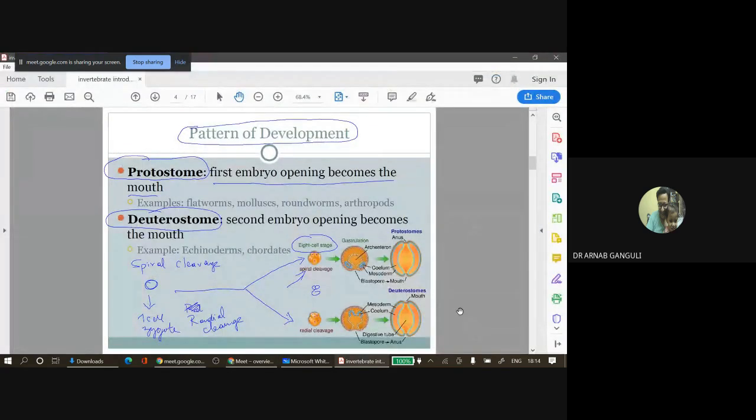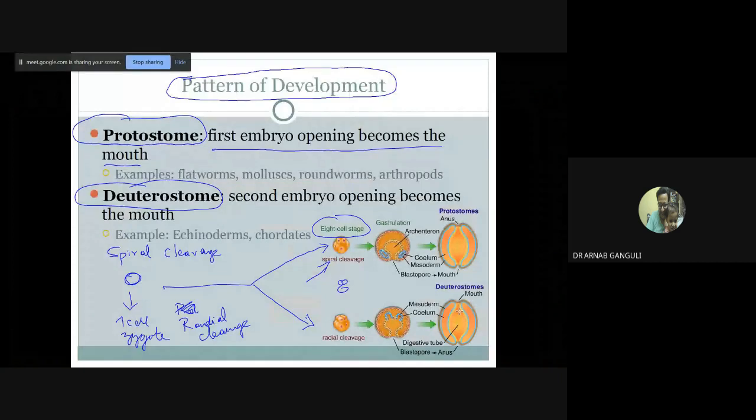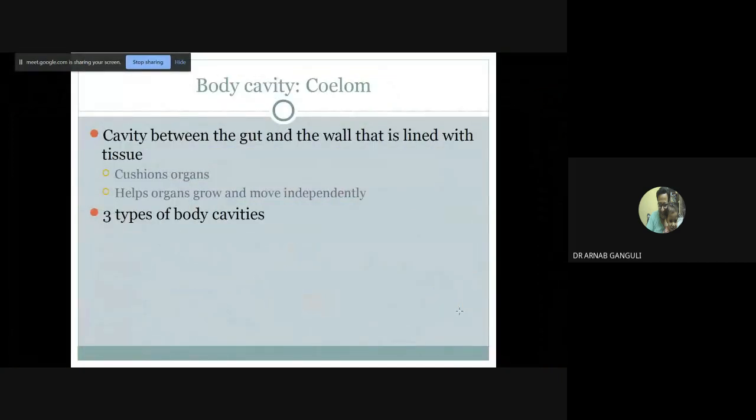So let's get back to the beginning. Next, we are talking about the body cavity known as coelom. Outer layer, this is the ectoderm. Then comes a layer known as mesoderm. You can call it the outer mesoderm, parietal mesoderm.